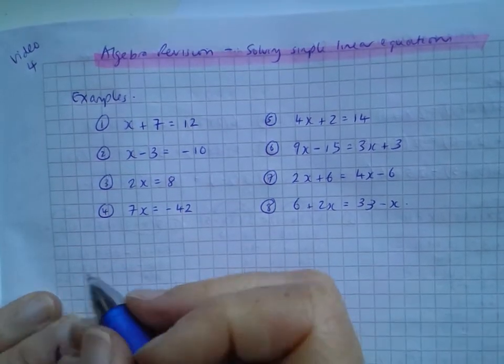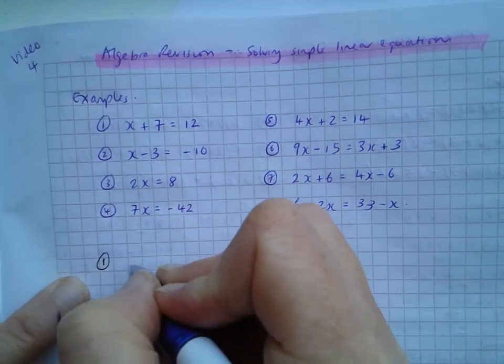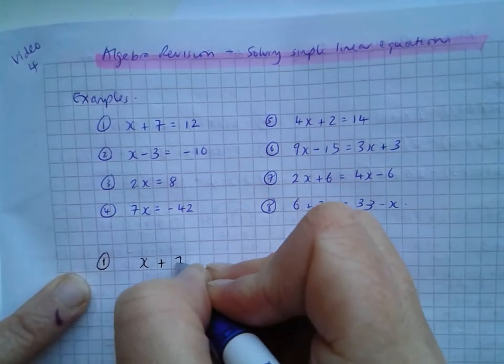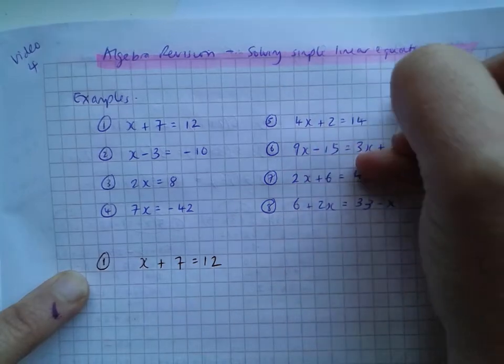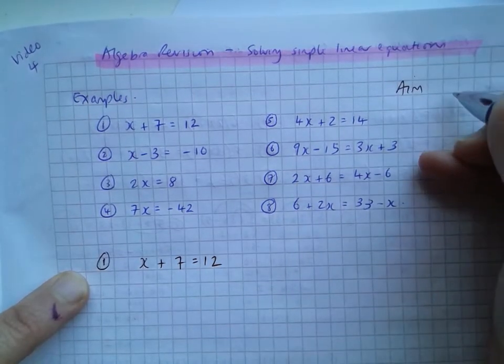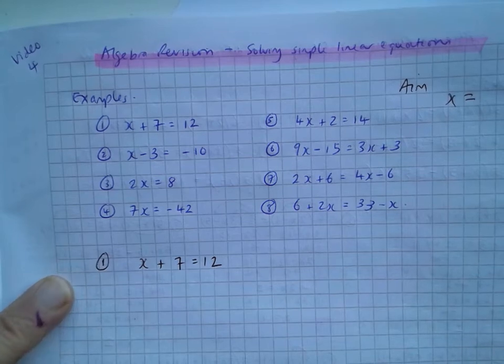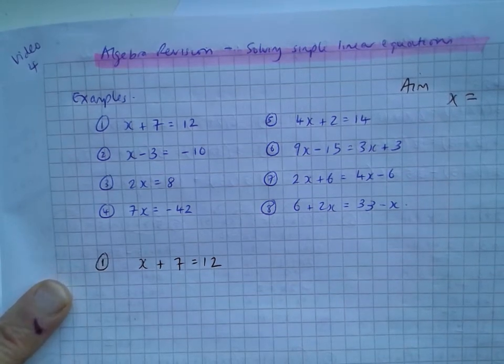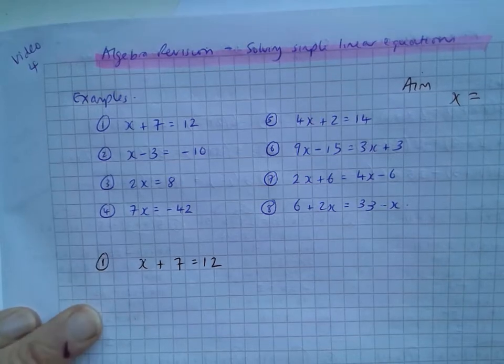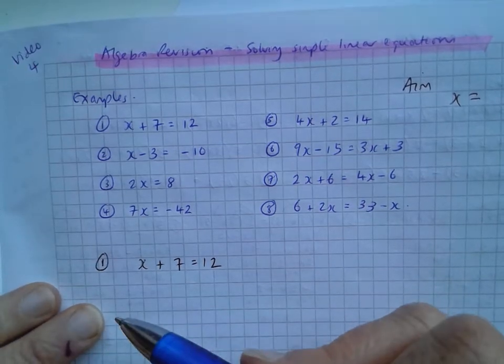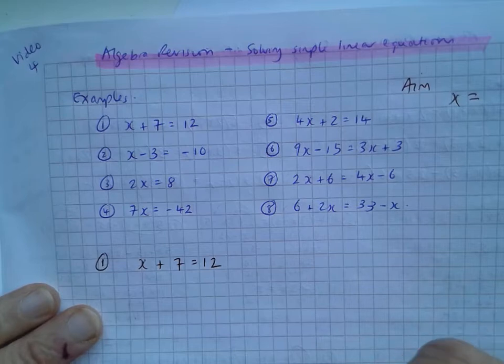So let's get down to it. Remember the main thing with linear equations is our aim is to get x equals something, x by itself equal to something. And the other thing to remember is that it's a bit like a balance scales. Whatever we do to one side, we have to do to the other side.